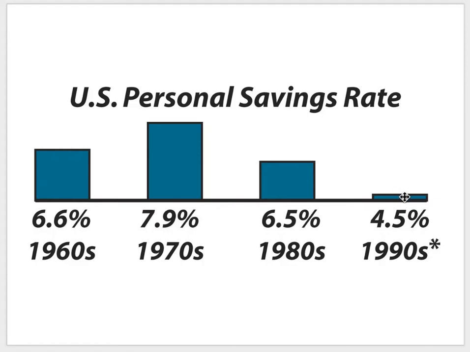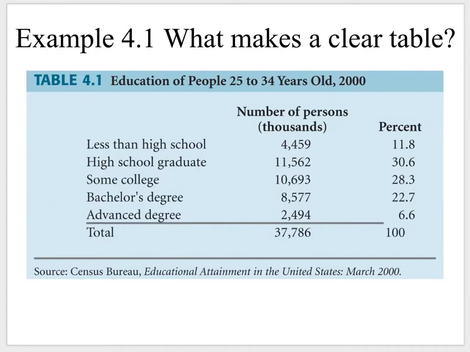Well, again, what this is showing is these bars are really not to scale, and so it makes this 1990s look really, really small, when in fact it's not that much smaller than these other ones. So if you're trying to get a point across that the data doesn't support, you can change the way the graphs look. So this is a really good table of data, and here's the things that make the table good.